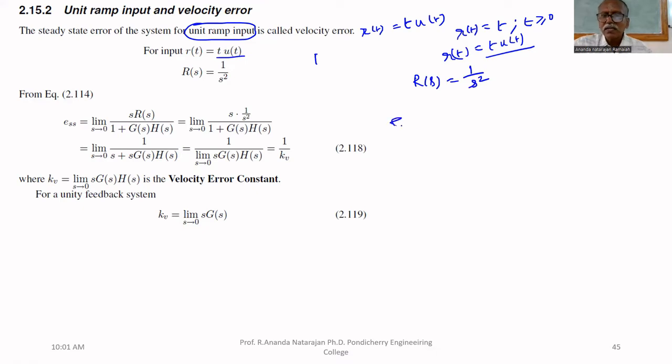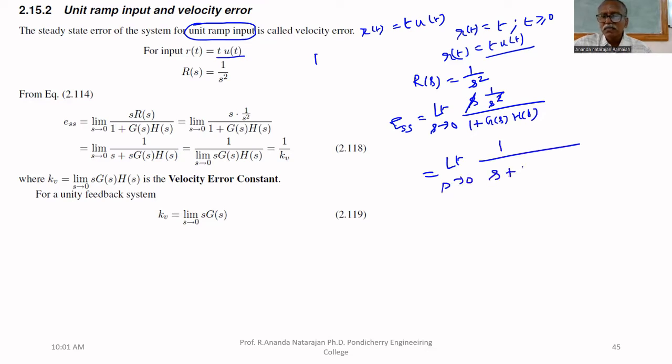What is the steady state error? Steady state error equals limit s tends to 0, s R of s, that is 1 by s square, upon 1 plus G of s, H of s. That is equal to, this getting cancelled, limit s tends to 0, 1 upon s plus s G of s, H of s. That is equal to limit s tends to 0, 1 upon s G H.